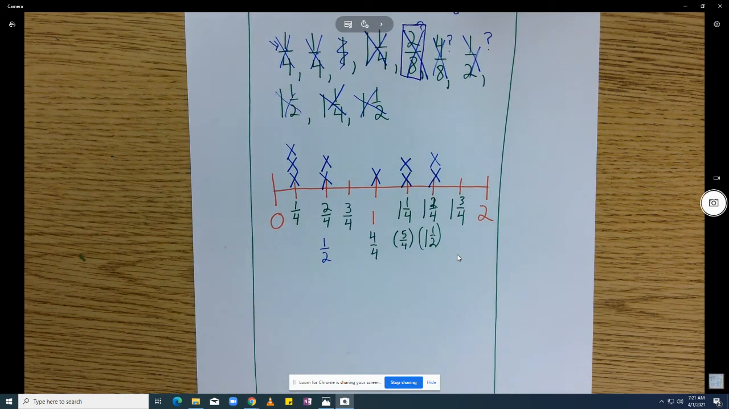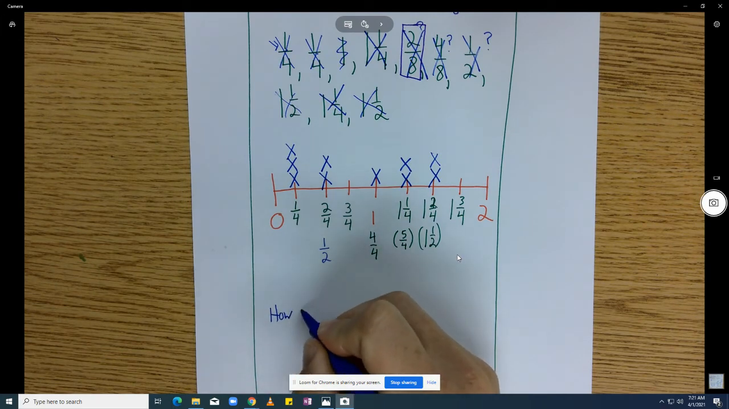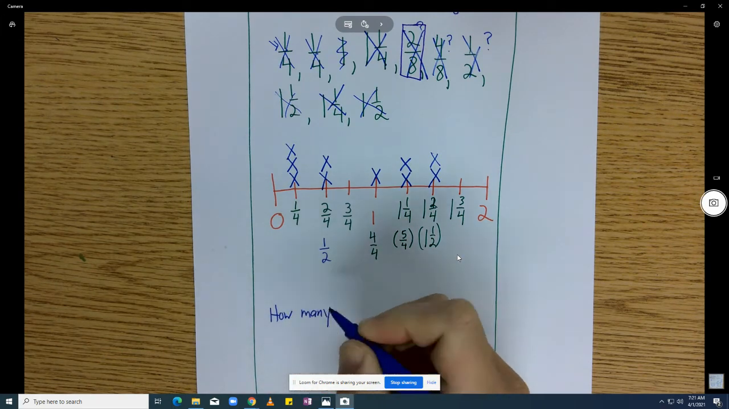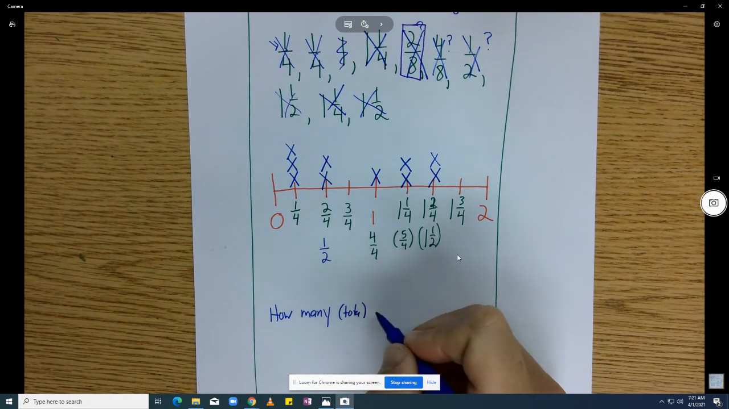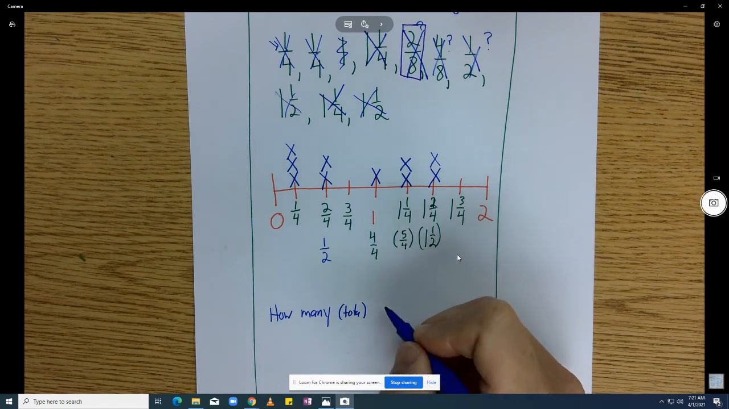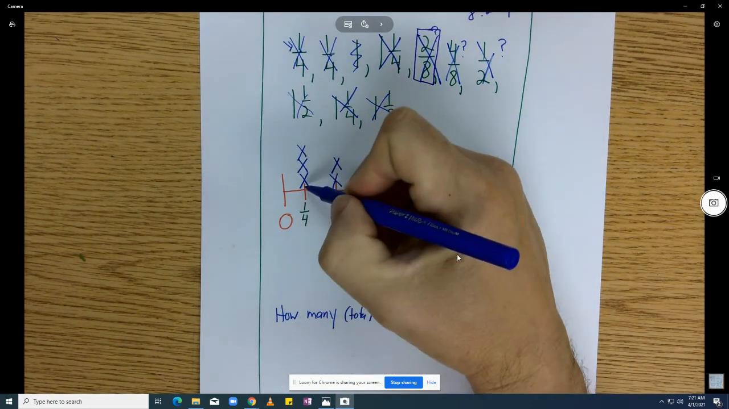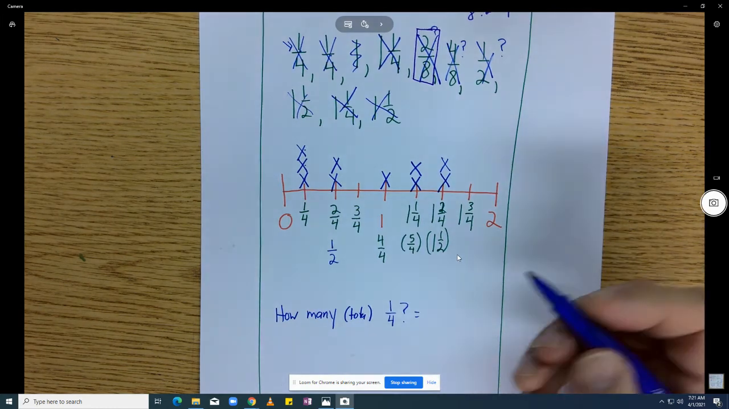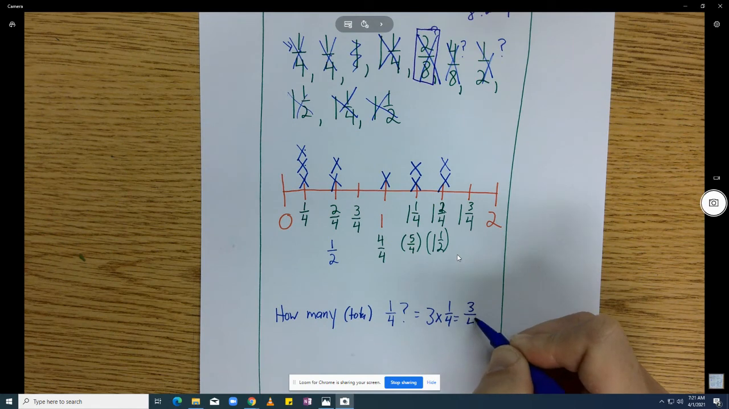Okay, now let's do a couple of questions here. It's probably not how many, it's probably what's the total for, let's say, 1/4. So then you just go to the 1/4 and you go, how many are there? There's 1, 2, 3, 3 1/4. So 3 times 1/4 equals 3/4.